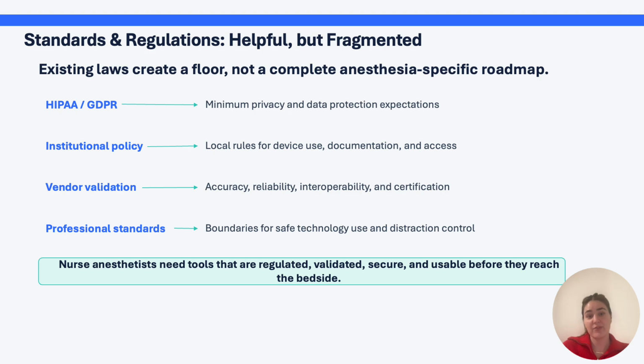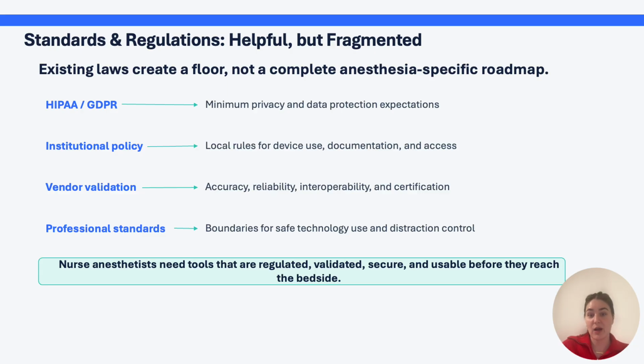Standards and regulations provide information protections, but they do not always provide detailed guidance for every digital tool used in anesthesia. HIPAA establishes expectations for protecting health information in the United States. The GDPR provides similar data protection in Europe. These regulations create a minimum standard for how patient information should be accessed, stored, and shared. Hospitals also develop institutional policies that address issues such as personal device use, electronic documentation, password security, photography, messaging, and access to medical records.